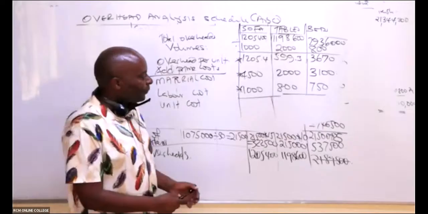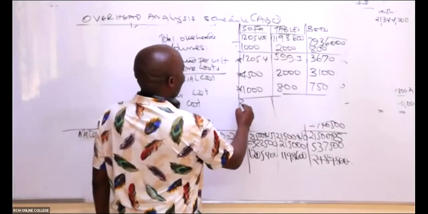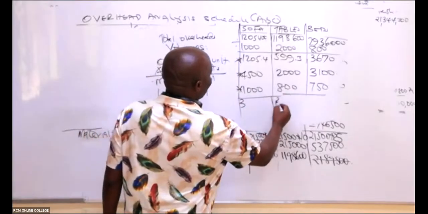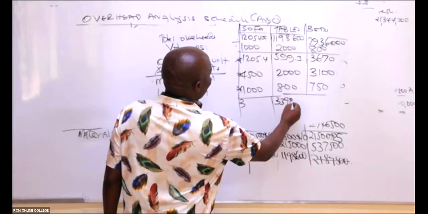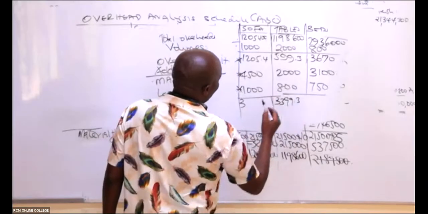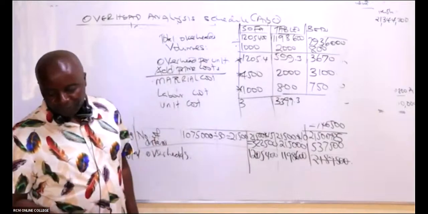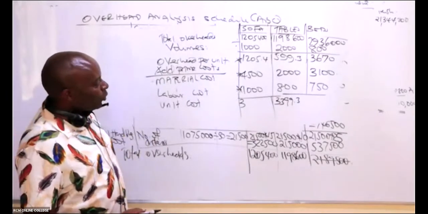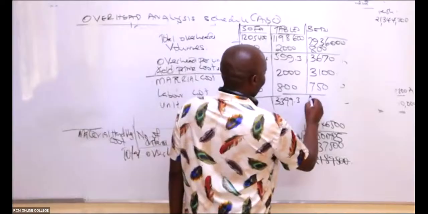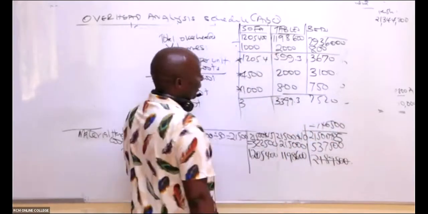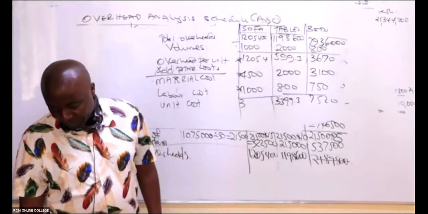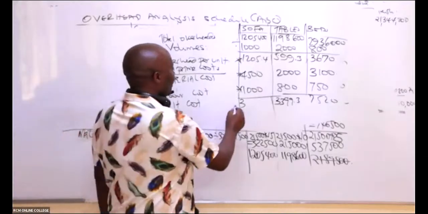Tables, how much? 33. Oh, tables. 33, 99.3. Thank you so much. Beds, 2520. Sofas, 6705.